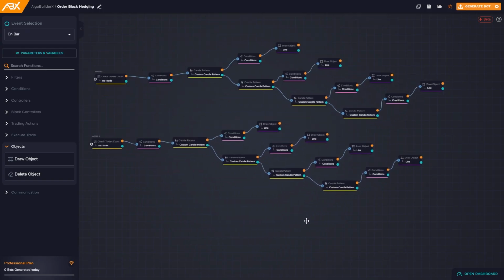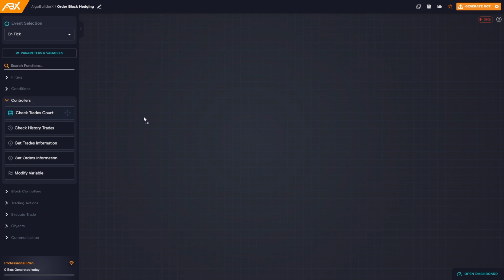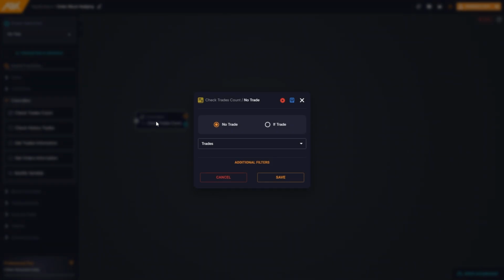Perfect! We've now created all the conditions necessary to identify and draw order blocks. Now we need to create conditions that interact with these lines to allow for trade openings. Let's move on to the on-tick event. We always start by distinguishing between buy and sell operations using the check trades count block and applying the appropriate filters.